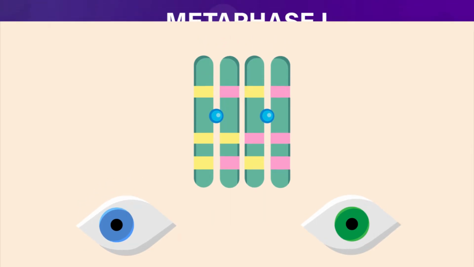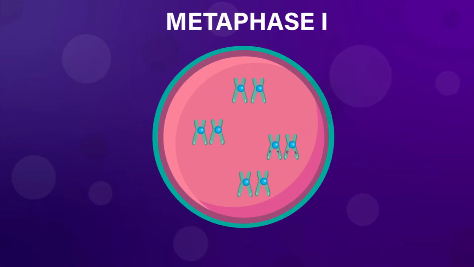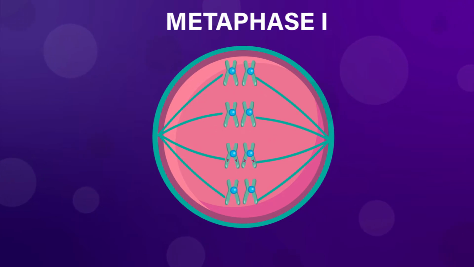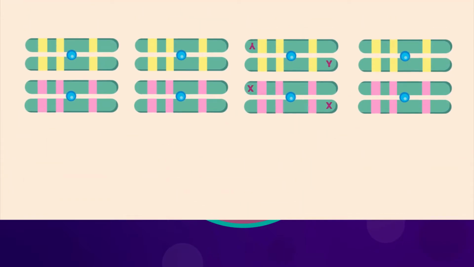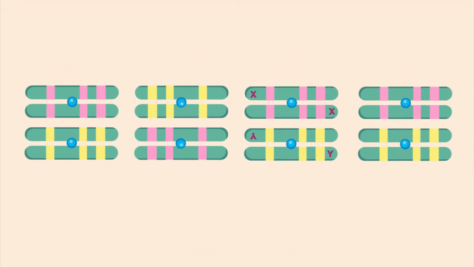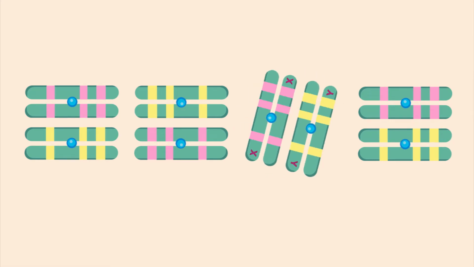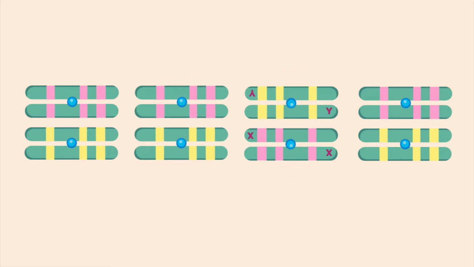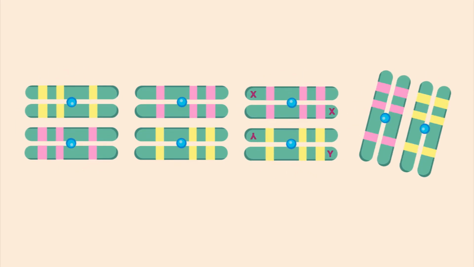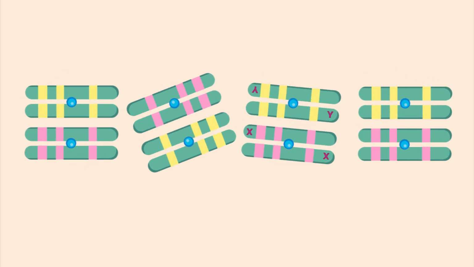The next step is metaphase 1. During metaphase 1, pairs of homologous chromosomes are arranged along an imaginary line at the center of the cell called the metaphase plate. When the chromosomes line up, their orientation is completely random. This means there are literally millions of possible combinations of alleles the final daughter cell might end up with, which again contributes to the vast genetic variation that occurs during meiosis.